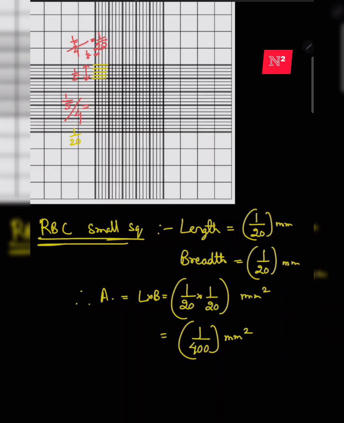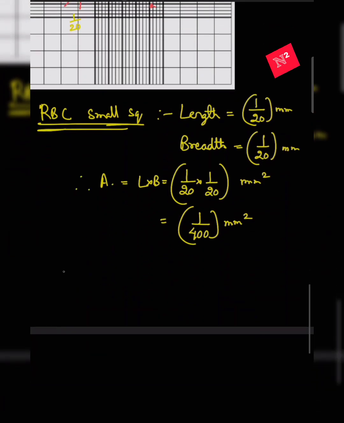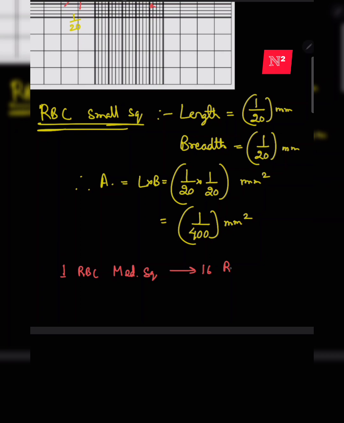While we are counting with the help of a microscope, we don't count all the cells. Whenever we are counting, we are keeping our focus on the small squares only. So how many such squares will be there? In one RBC medium square we have 16 small squares.